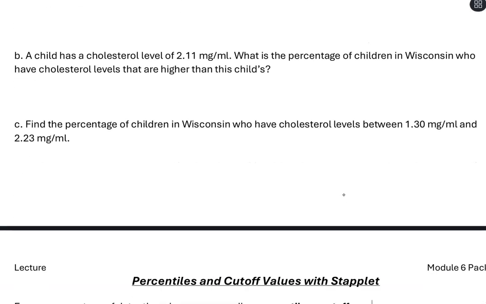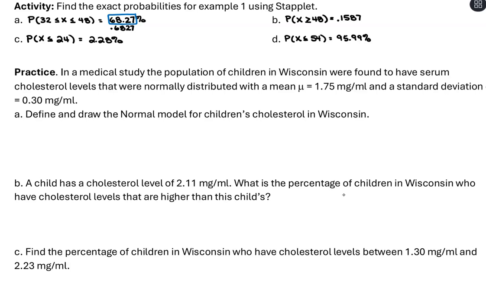Let's take a look at another scenario here, just to deal with some different values. So we're going to have a mean of 1.75 and a standard deviation of 0.3. So we're going to define and draw the model. And then what I'm seeing are these questions that are asking for, what's the percentage? And with those, I know I'm going to be finding area under the curve. So I'm just looking ahead at that so that I know which operation to be using. There may be questions where we have to switch between the two operations, and I'll try to emphasize when we're using which operation.